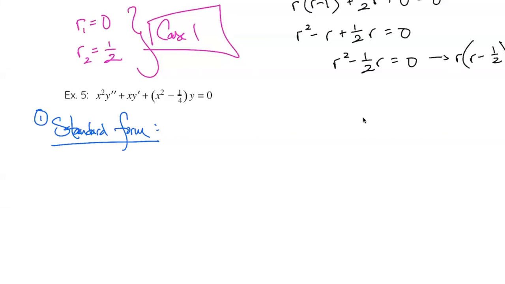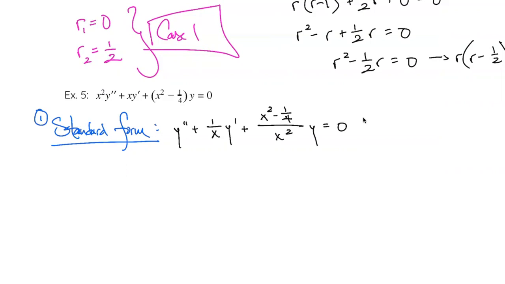So standard form for this one should look like y double prime plus 1 over x y prime plus x squared minus 1/4 over x squared y equals 0.